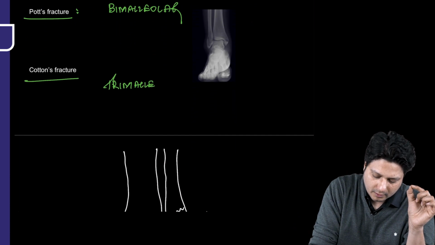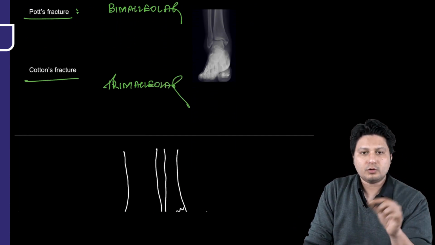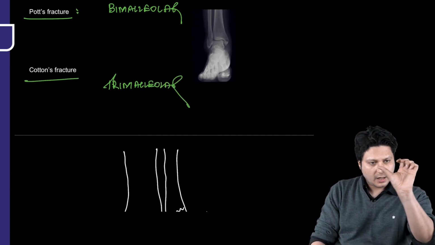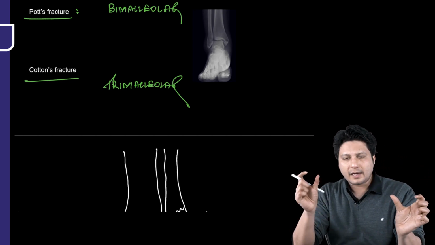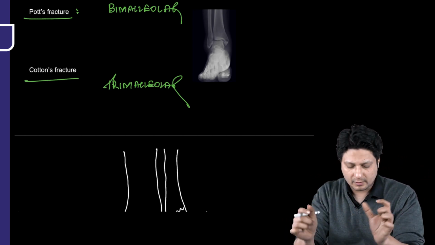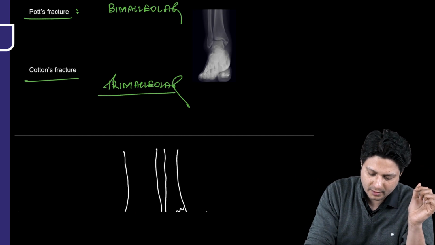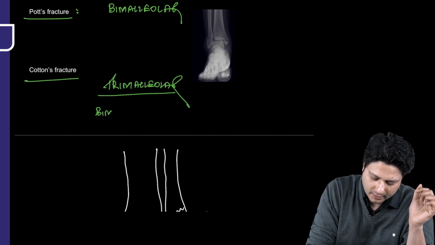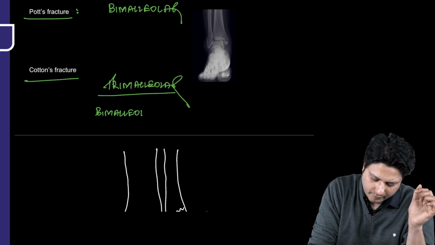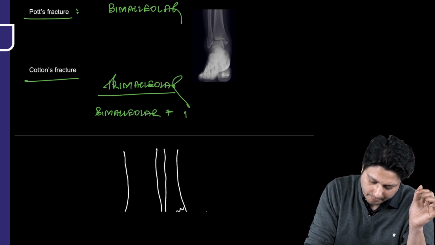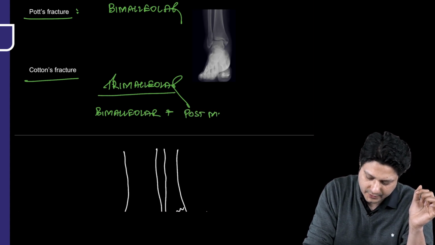Trimalleolar fracture. Now all of you know that bimalleolar means fracture of the articular surface of the distal tibia and distal fibula. So it will be bimalleolar. So what is trimalleolar? Trimalleolar is actually a bimalleolar plus posterior malleolar fracture.